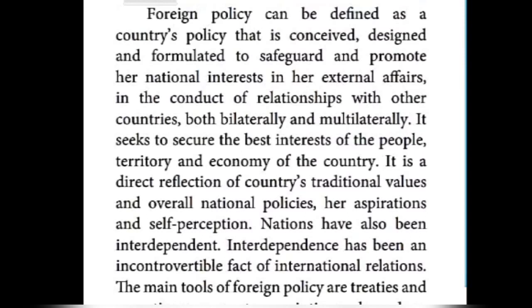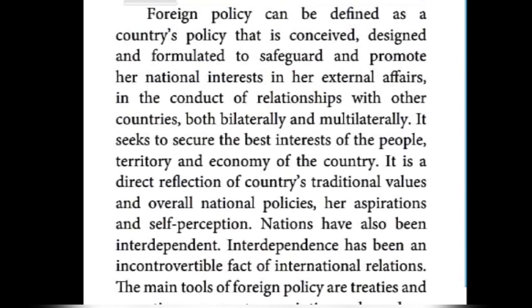One more definition: foreign policy refers to how a government deals with other countries. We can also call it a foreign affairs policy. It includes such matters as defense and trade. The government chooses its foreign affairs policy to safeguard the interest of the nation as well as its citizens. So that is called foreign policy.